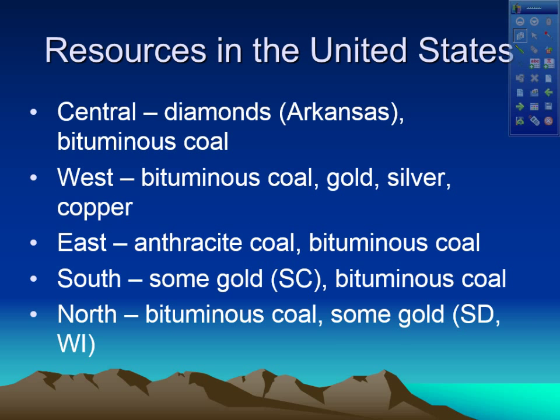In the U.S., central U.S. is the diamonds in Arkansas and the bituminous coal. West is gold, silver, copper. Remember, that's out by California. In the east is primarily coal. Think about West Virginia, right? That's what I want you picturing. South is some gold in South Carolina, but primarily the coal. And then again, the north the same.